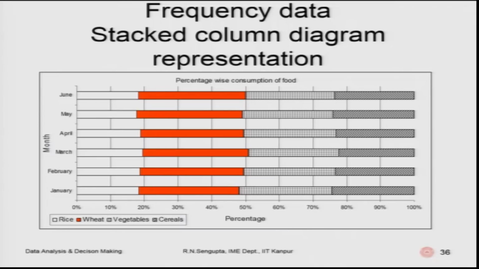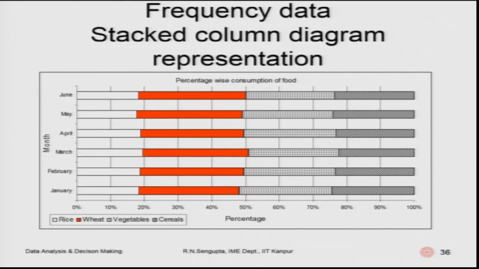This is basically drawn horizontally. We have the percentage from 0 to 100 along the x axis, and the months January to June along the y axis, and the color schemes are accordingly. Rice is white, wheat is red, the checkered box one is vegetable, and cereals is the slanted hashed one.